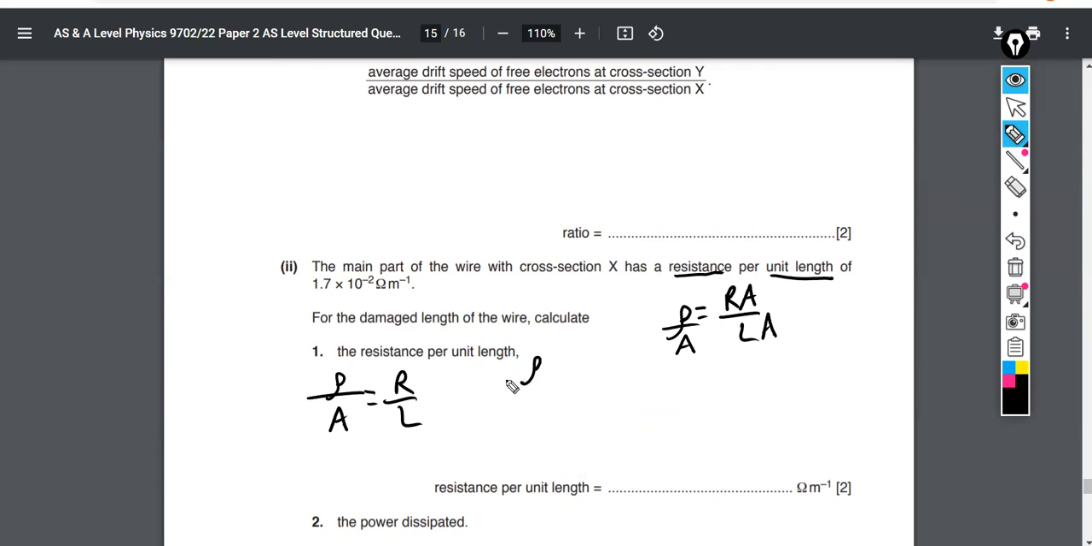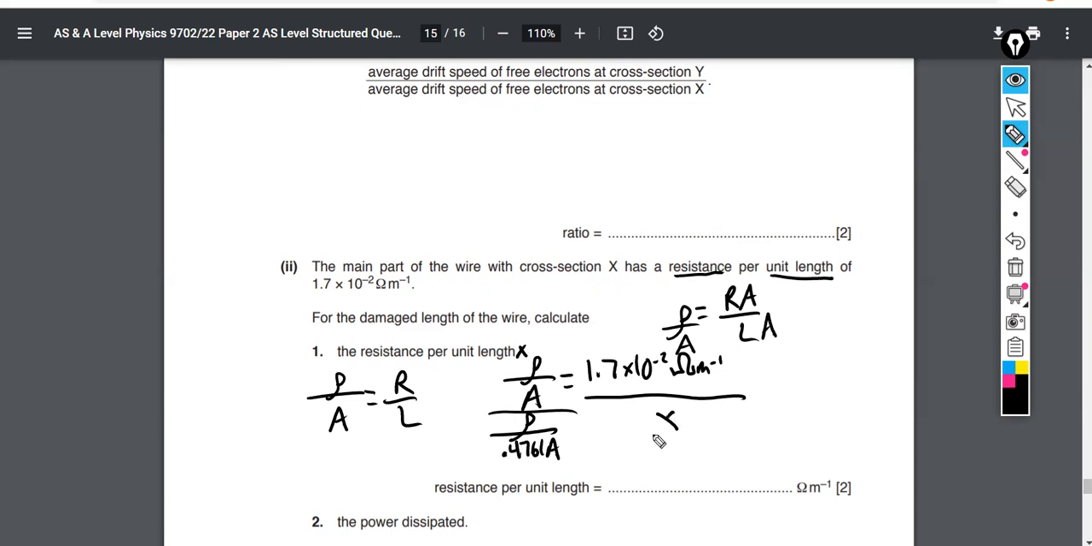So if rho over A gives a value of 1.7 times 10 to the negative 2 ohms per meter, then the same resistivity over 0.4761A, right? So we're setting up this ratio here, comparing X to Y. And so we want to know what is the resistance per unit length at Y, the damaged length. I'm going to call this resistance per unit length X, so over X.